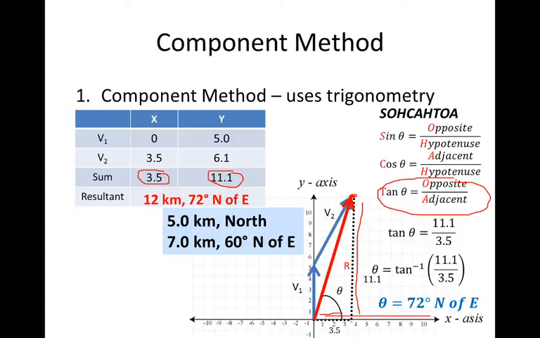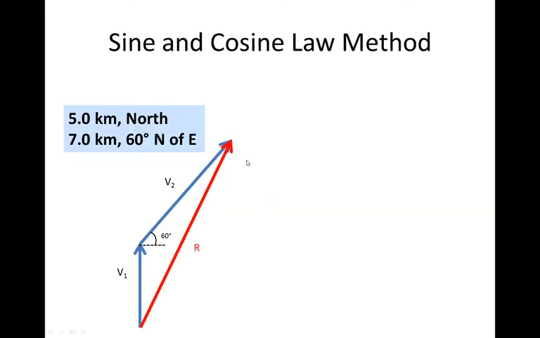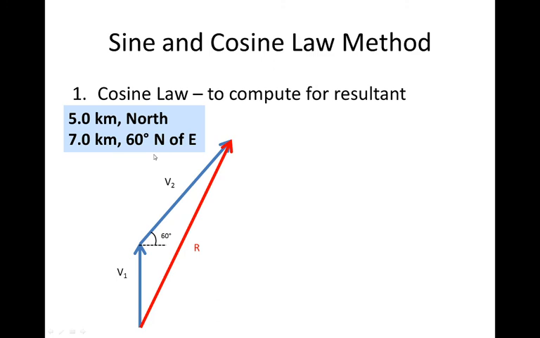So how do we determine the angle? This one is for the component method. Now we have sine and cosine law, so the same given. So we use cosine law to compute for the resultant vector. So this is the cosine law: c squared equals a squared plus b squared minus 2ab cosine angle C.